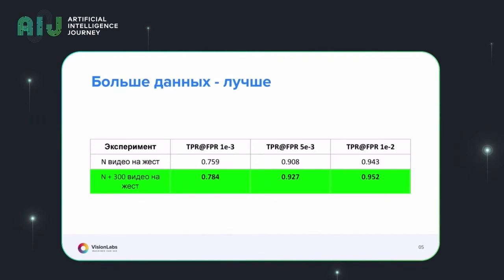In this screen you see the quantitative measure of improving the quality of this model. So we see that the quality ramp up was quite significant. We ran this exercise in several iterations.